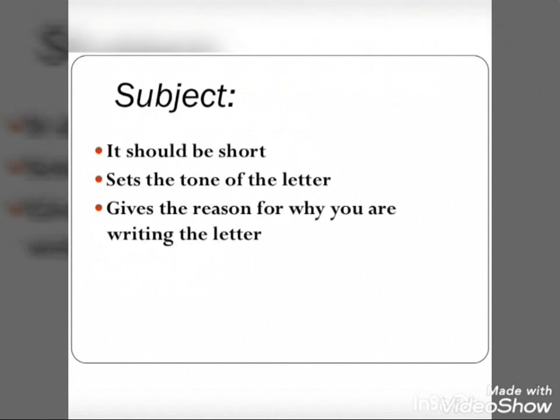Next is the subject of the letter. The subject has to be written in the subject line, which should be very short. It sets the tone of the letter, and it also gives the reason for why you're writing the letter.